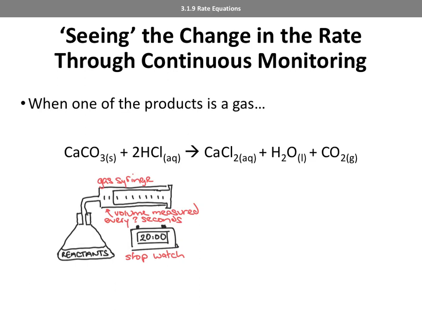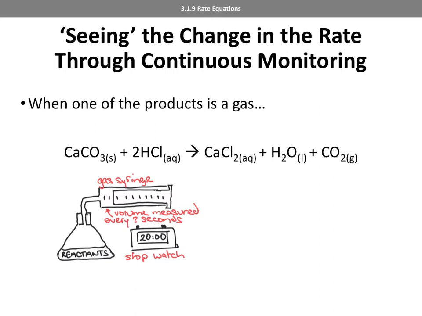So if we wish to measure the volume of gas produced during the course of the reaction, then one thing that we could use is a gas syringe. Apologies here for the quality of my diagram. So as the reaction proceeds, the syringe fills with gas. We can measure the volume every however many seconds, 10, 15, 20, whatever it is.